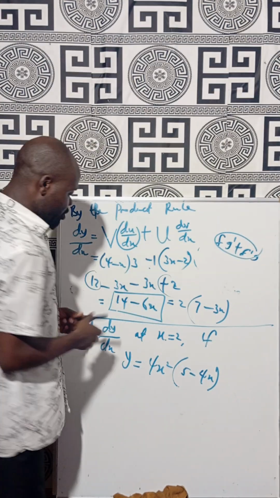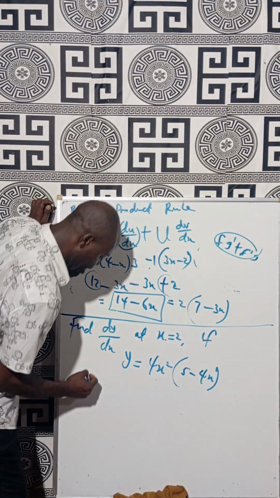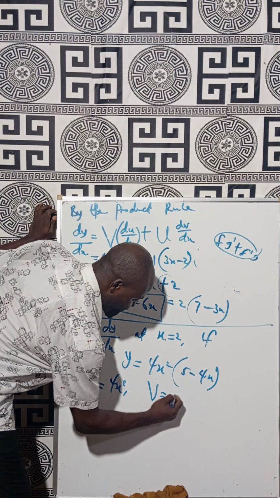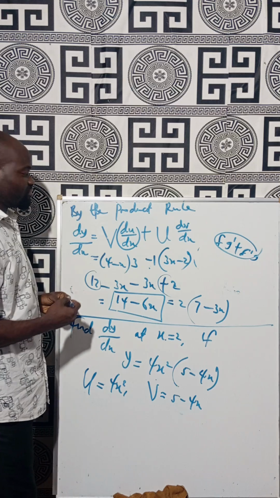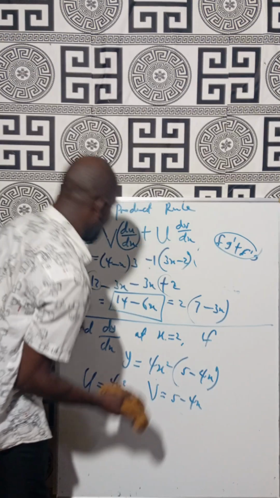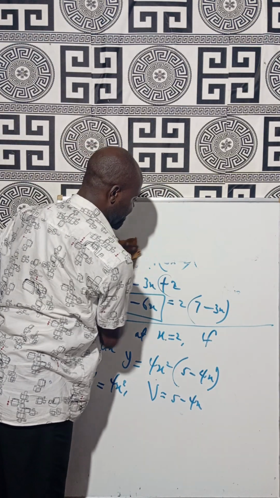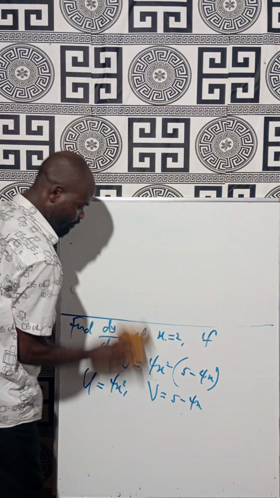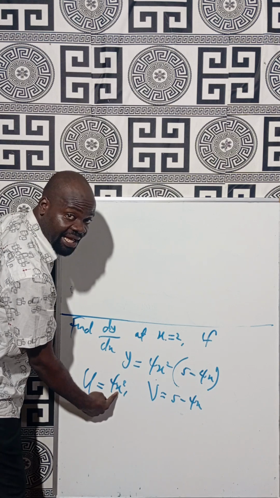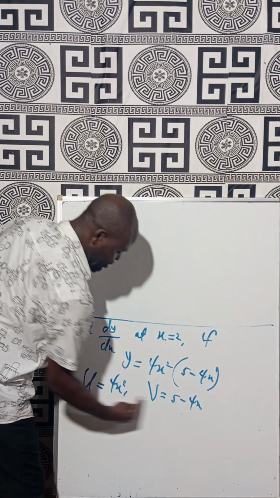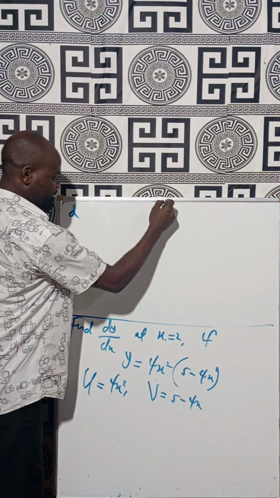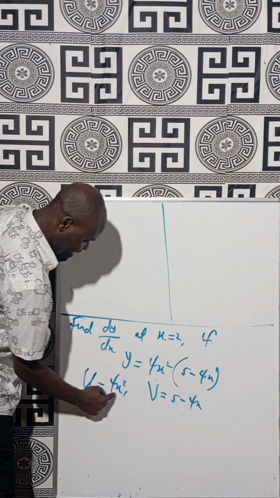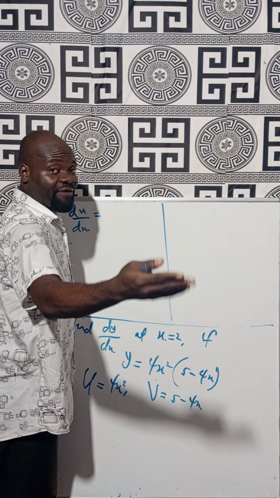So let me do it now. What do we do? Of course, this is my u, so my u is 4x squared. My v is 5 minus 4x. So I will look for my du dx and my dv dx to get my result. Let's find du dx. My du dx is what? Don't forget the general formula for differentiation.